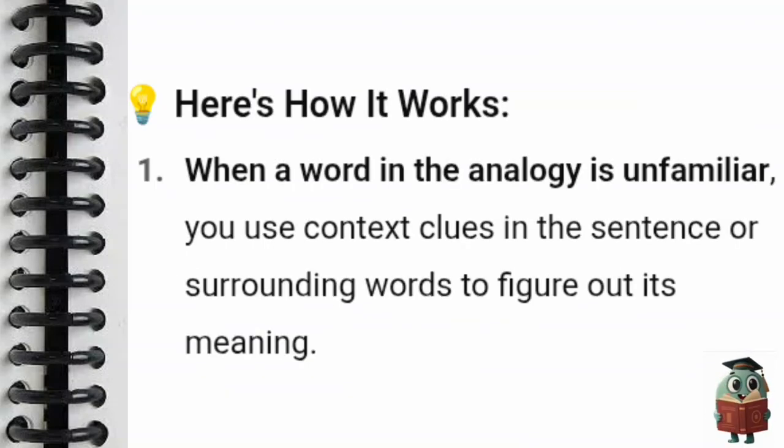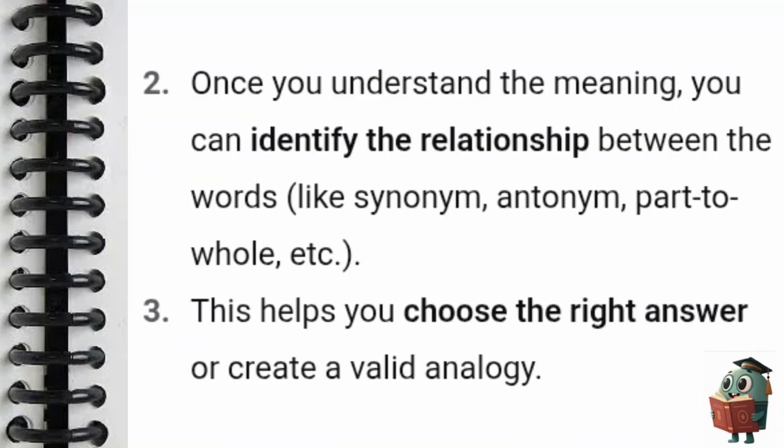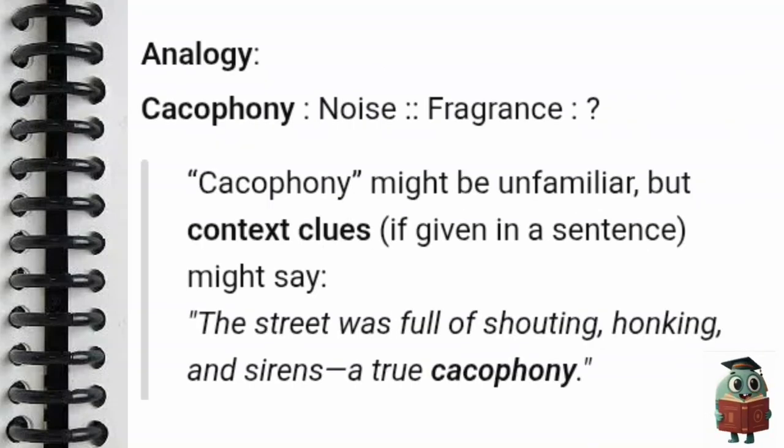Here's how it works. 1. When a word in the analogy is unfamiliar, you use context clues in the sentence or surrounding words to figure out its meaning. 2. Once you understand the meaning, you can identify the relationship between the words, like synonym, antonym, part to whole, etc. 3. This helps you choose the right answer or create a valid analogy.